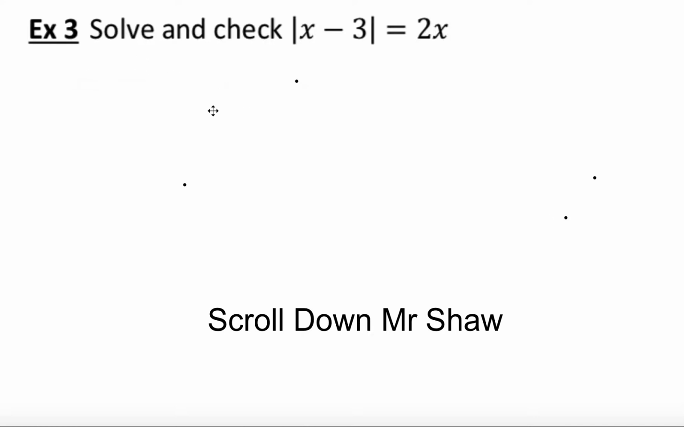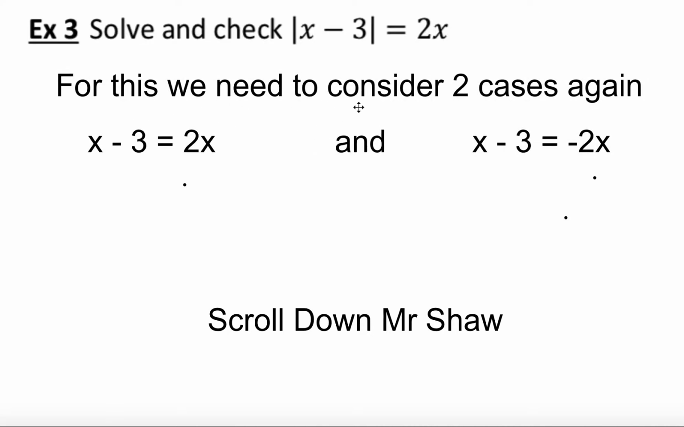Example 3, sorry, that was example 2, it should have said. Example 3 is a little bit different. For this one, we still have two cases to consider, but we're going to have x minus 3 equals 2x, or x minus 3 equals negative 2x. Again, negative 2x within these brackets would become positive 2x and give us that solution that we need. These are, again, simple formulas to rearrange. I'm not looking for you guys to do anything too difficult here. I want you to just understand the concept.